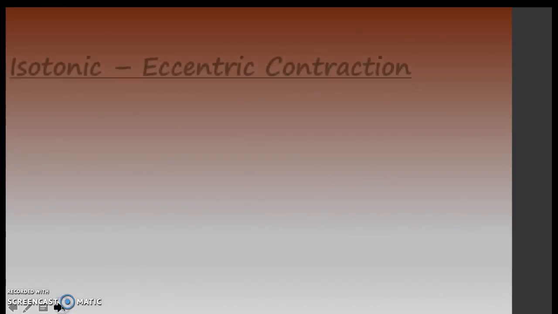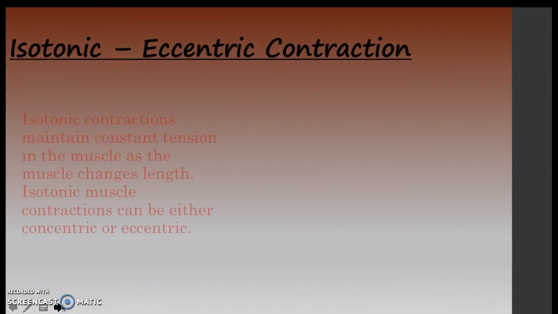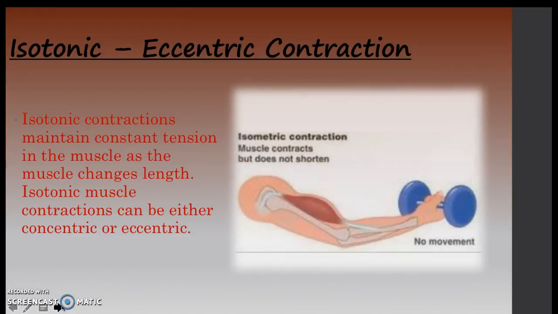Now, the next muscle contraction is isotonic eccentric contraction. So an isotonic contraction maintains constant tension in the muscle as the muscle changes length. An isotonic muscle contraction can either be concentric or eccentric. And this is another example photo where the muscle contracts but does not shorten.